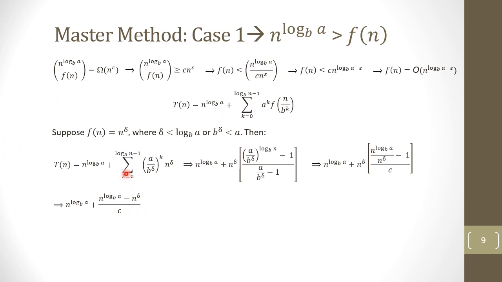And since the positive term is being added to n to the power of log base b of a, the big omega will also be n to the power of log base b of a. And hence, for this equation, the big theta will be n to the power of log base b of a. So we prove that if f of n is big O of n to the power of log base b of a minus some positive constant epsilon, then T of n is theta of n to the power of log base b of a.